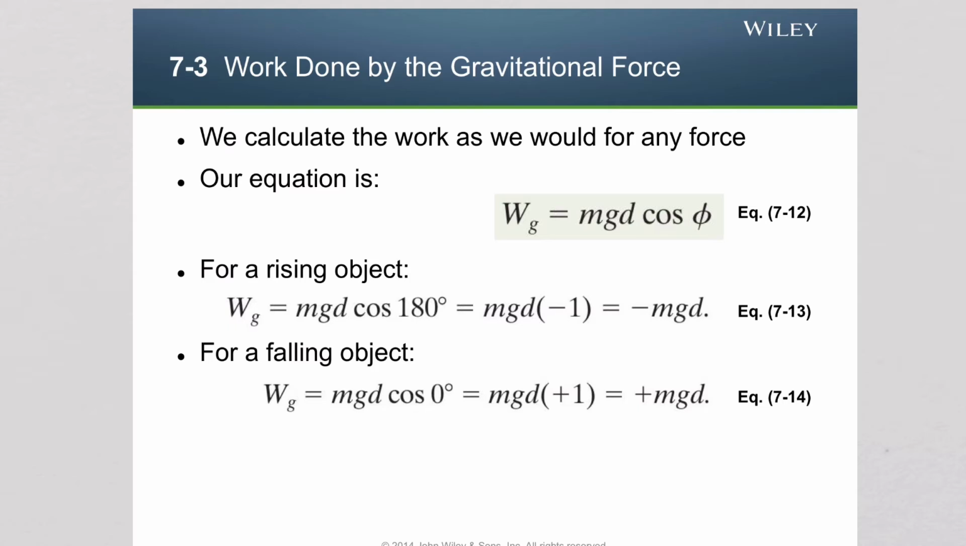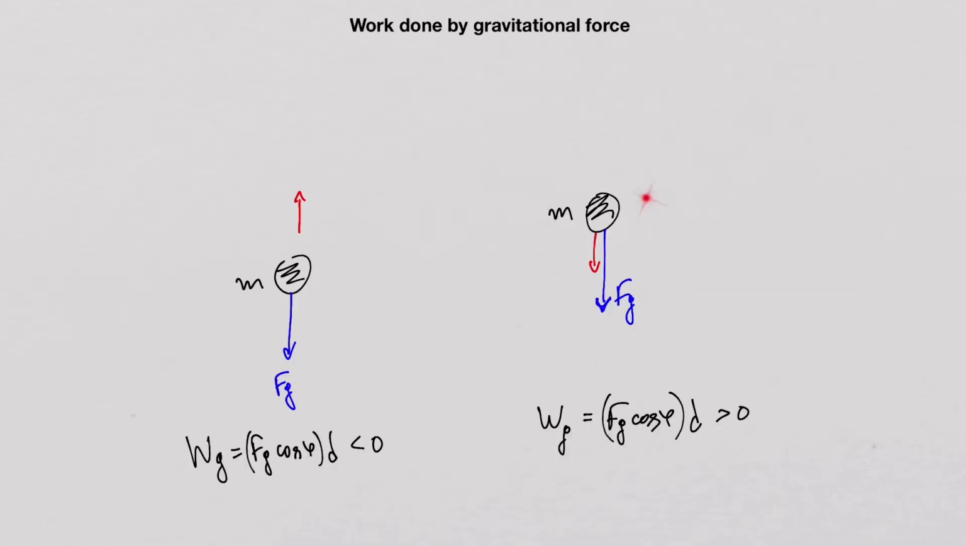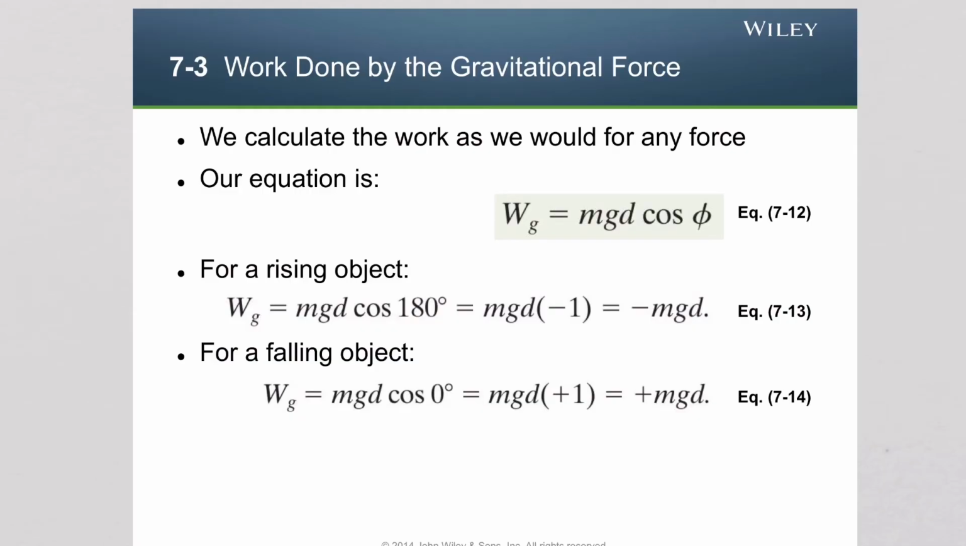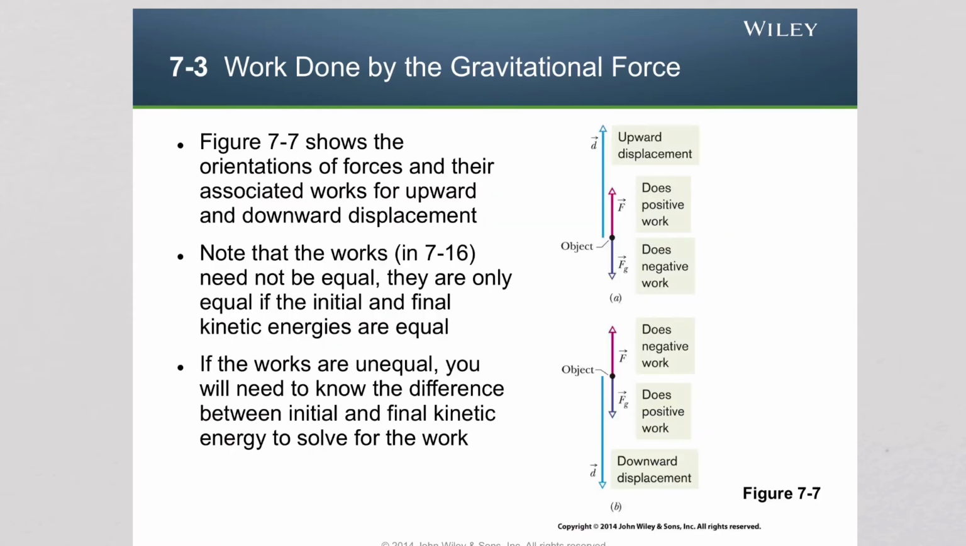For a falling object, the work done by the gravitational force is equal to mgd times cosine of 0 degrees. Cosine of 0 is equal to plus 1, so the work done by the gravitational force is a positive number, mgd.